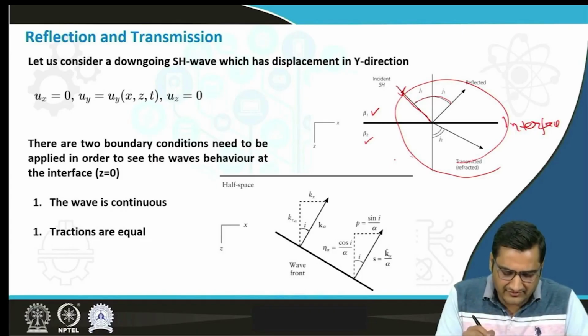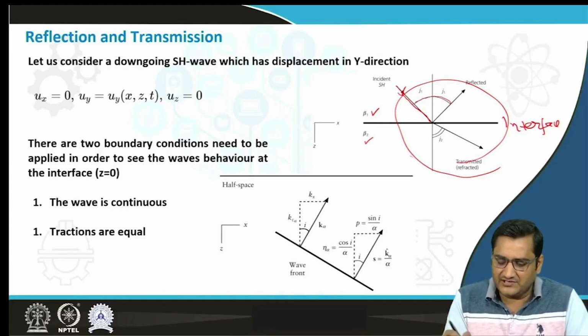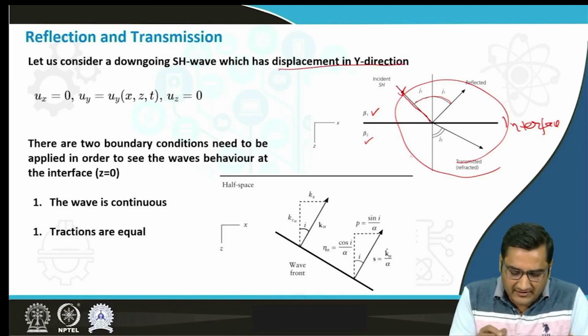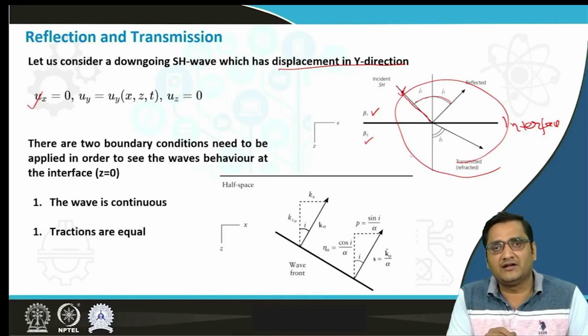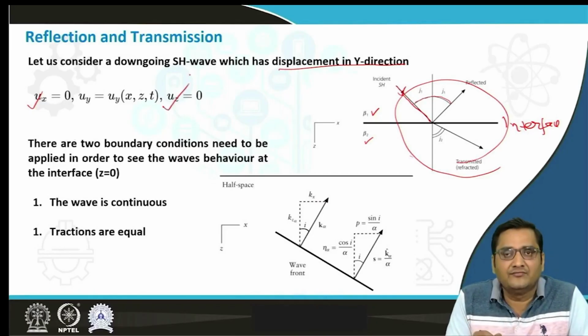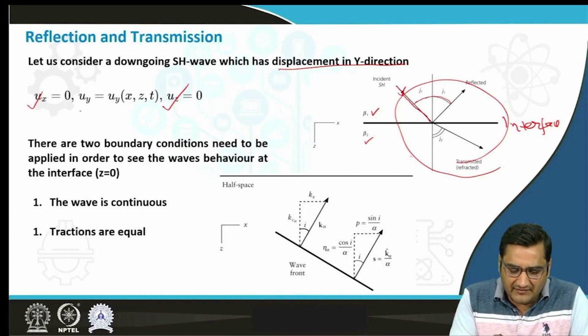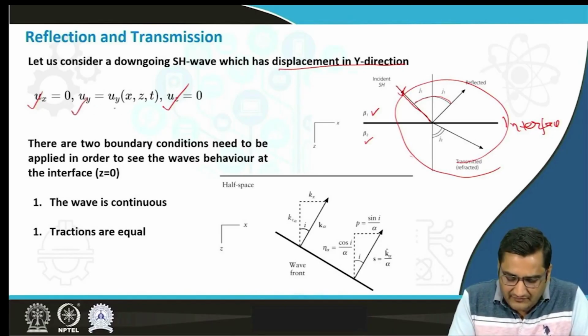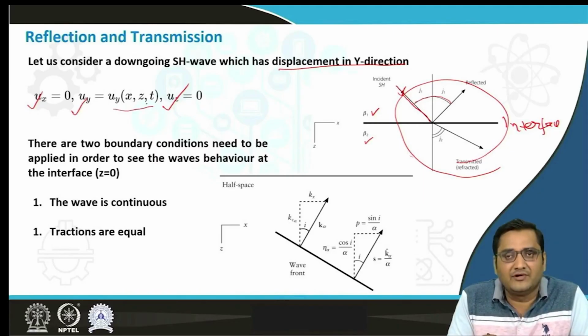Now let us consider a downgoing SH wave which has displacement in the Y direction. So UX will be 0: the displacement in X direction due to the SH wave will be 0. Likewise, the displacement in Z direction will also be 0, but there will be a non-zero component along the Y direction, that is UY, depending upon X, Z, T. That means UY as a function of X, Z, T.